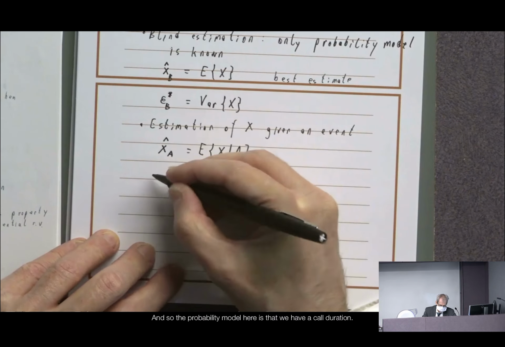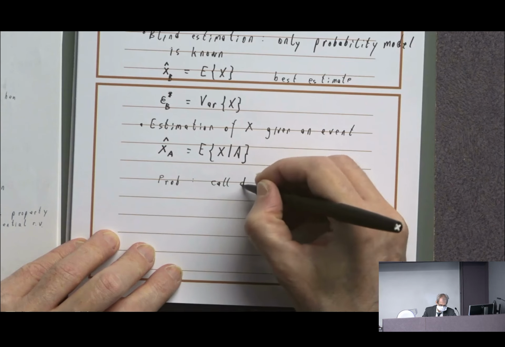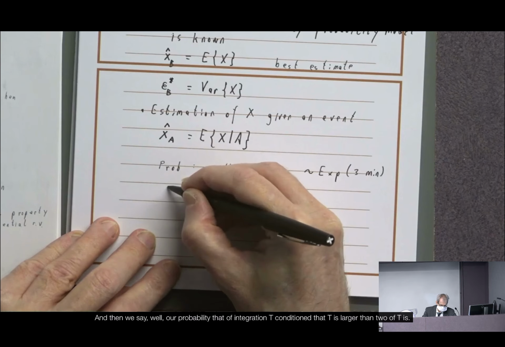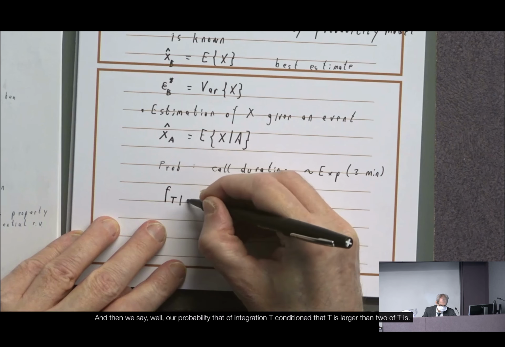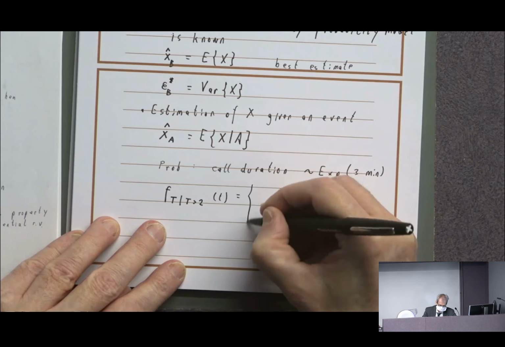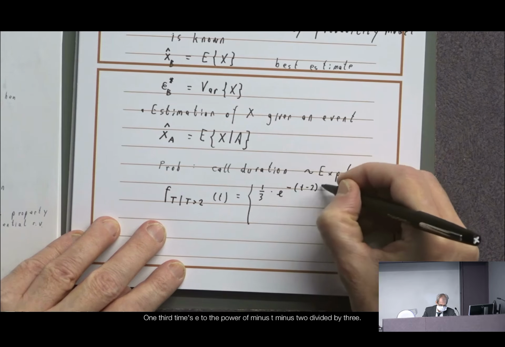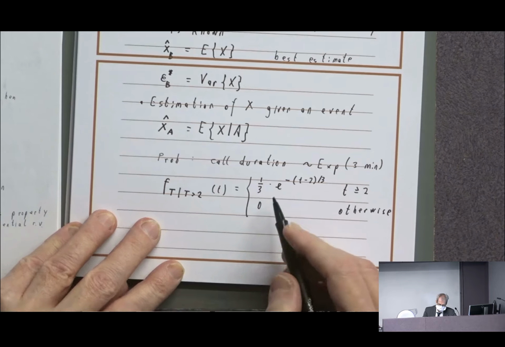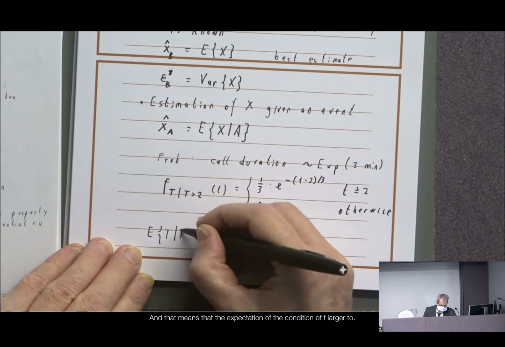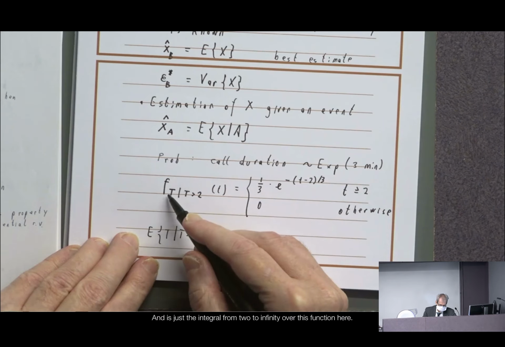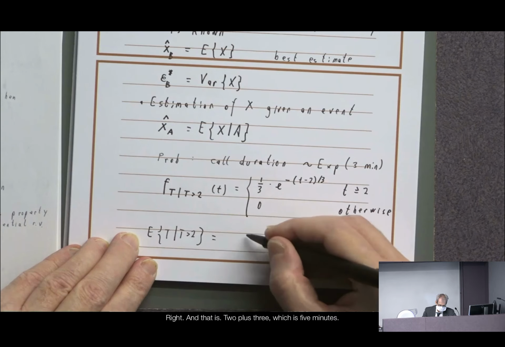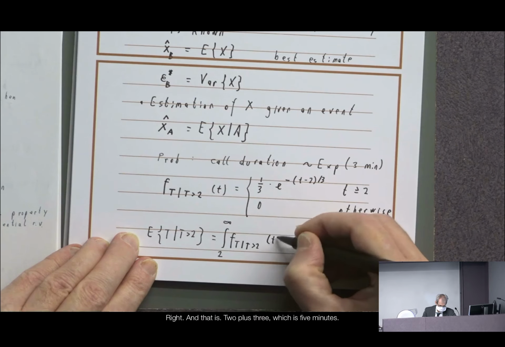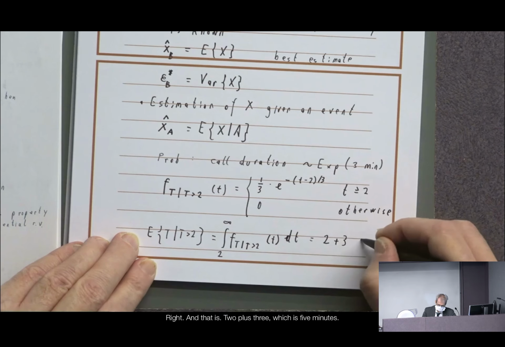And so the probability model here is that we have a call duration which is exponentially distributed with a 3-minute call duration. And then we say, well, our probability of a duration t, conditioned that t is larger than 2, is 1/3 times e to the power of minus (t minus 2) divided by 3 for t larger equal 2, and 0 otherwise. And that means that the expectation of t, conditioned on t larger than 2, is just the integral from 2 to infinity over this function here. Right, and that is two plus 3, which is 5 minutes.